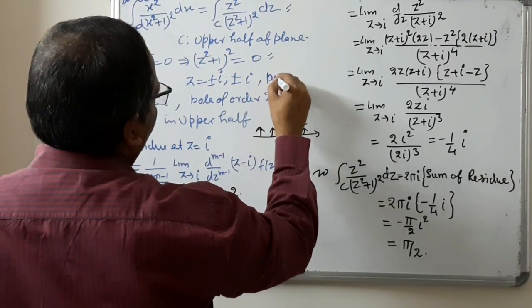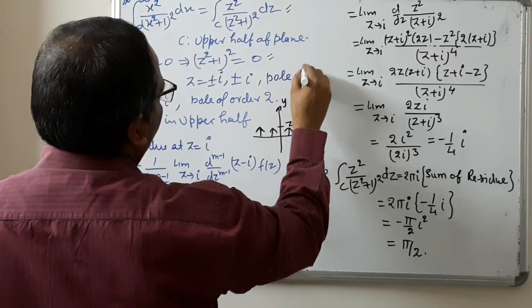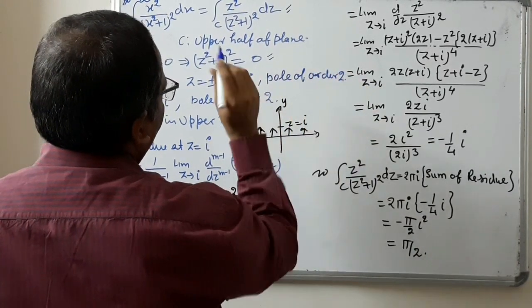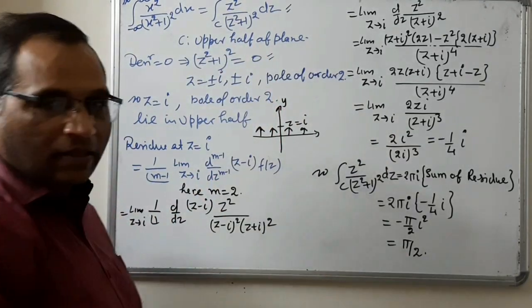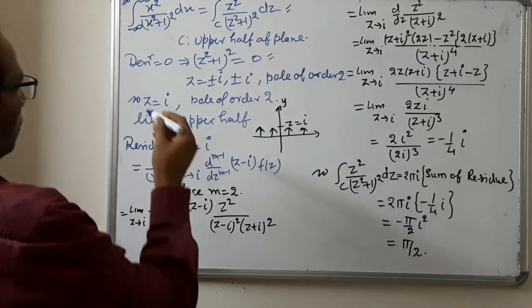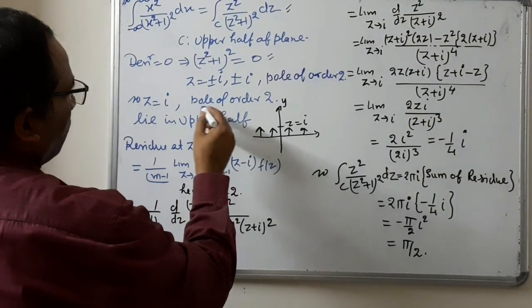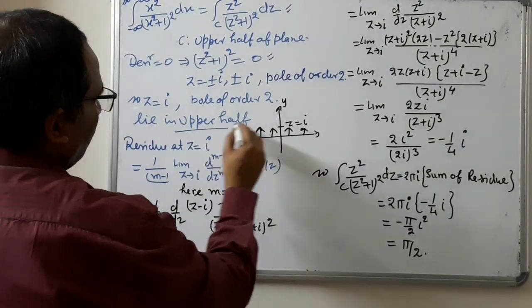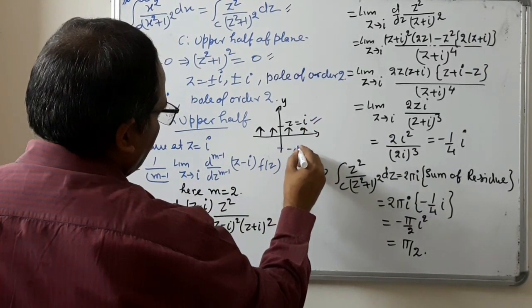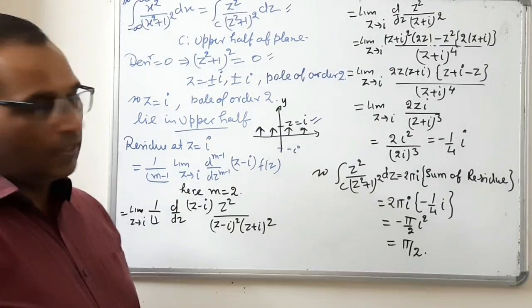We can say both the singularities are poles of order 2, because their power is 2, repetition, that means pole of order 2. So the pole of order 2 at z equals i lies in the upper half plane. Only z equals i lies here, and z equals minus i is outside the given region.